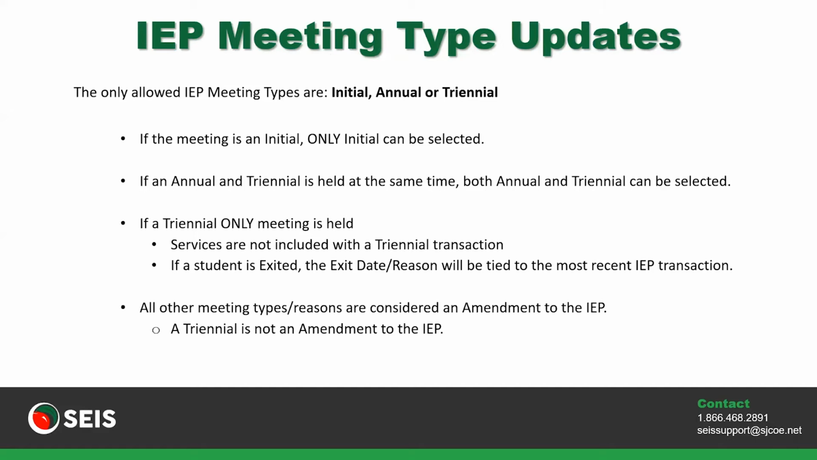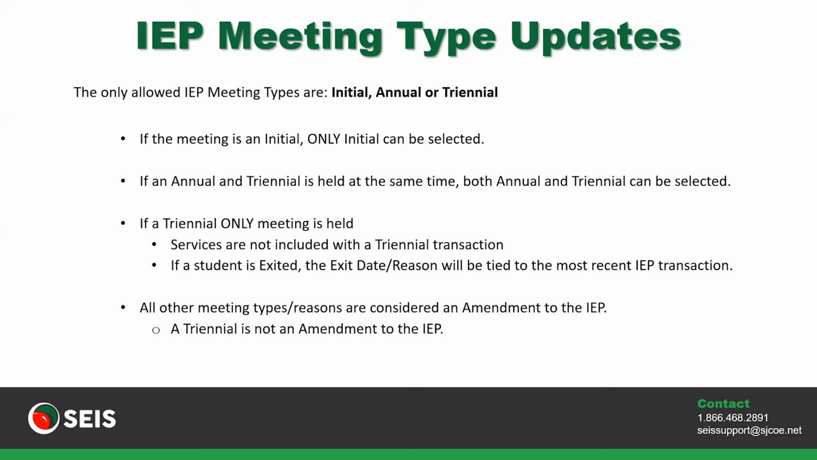If an initial is held, only initial can be selected as the meeting type. So you can't say I'm doing an initial and an annual and a triannual all at the same time. So if initial is the purpose of the meeting, then that's the only option that can be selected. We will actually give you an error if you try to make any other selection. If an annual and a triannual are being held at the same time, you can select annual and triannual both in the meeting type field.